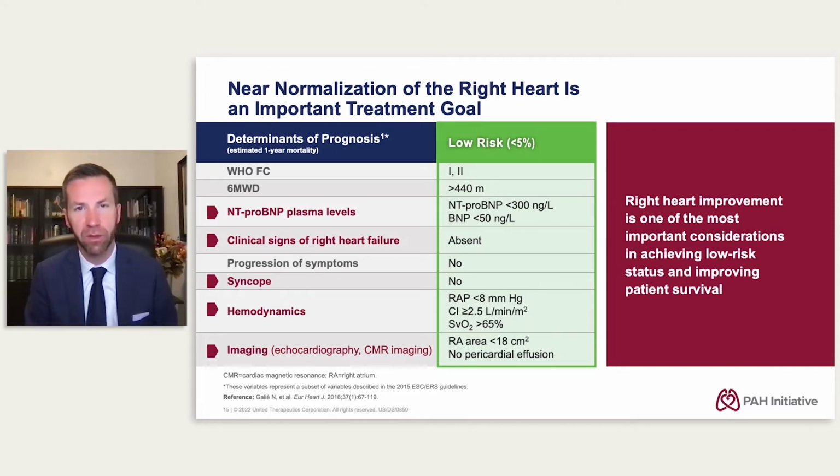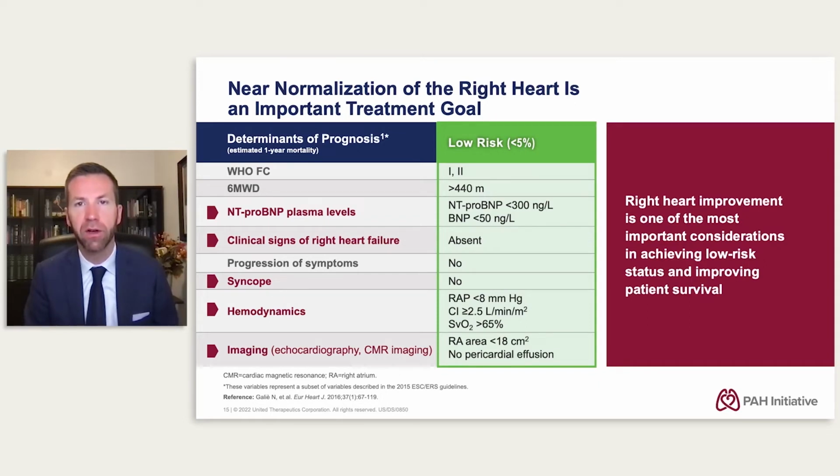So what is that, and how does that pertain to the right ventricle? Well, based on the European Society of Cardiology and the European Respiratory Society risk score, you want N-terminal pro-BNP to be less than 300, and you want BNP to be less than 50. We measure those every time we see a patient in clinic.